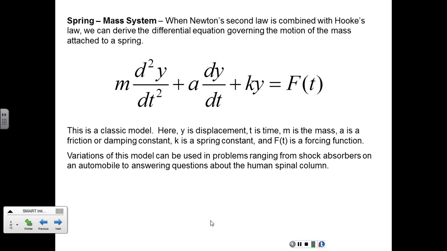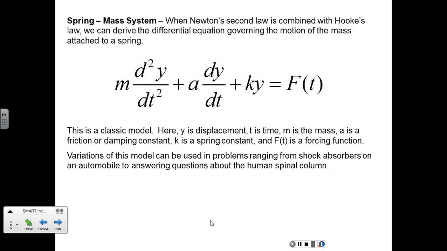Here's another one. Spring and mass systems. Newton's second law is combined with Hooke's law. I know we did Hooke's law in Cal 2. We can derive the differential equation governing the motion of the mass attached to a spring. Classic model. Y is the displacement. T is time. M is the mass. A is the friction or the damping constant, K is the spring constant. F of T is a forcing function.